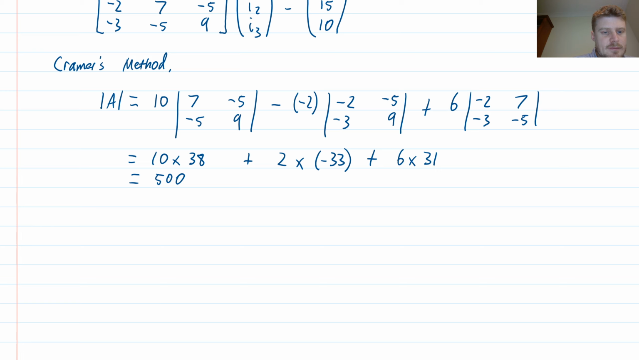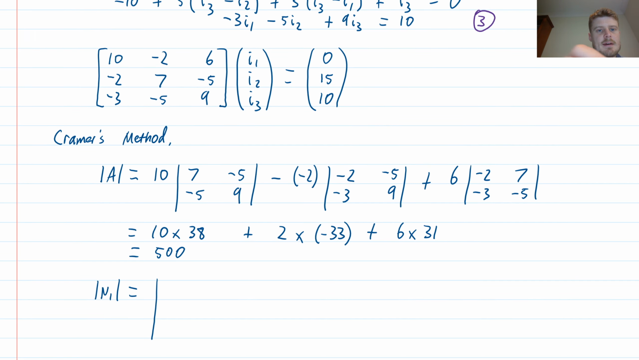The next thing that I need for Cramer's method is the determinant of matrix N1. I want N1 because I want the first variable. And so to form this matrix, what I do is take the right-hand side over here and substitute that with the first column. So first column because I want first variable. So that's 0, 15, and 10. And then I read off the other columns from the original matrix. So the other columns were -2, 7, and -5, and then 6, -5, and 9 respectively.